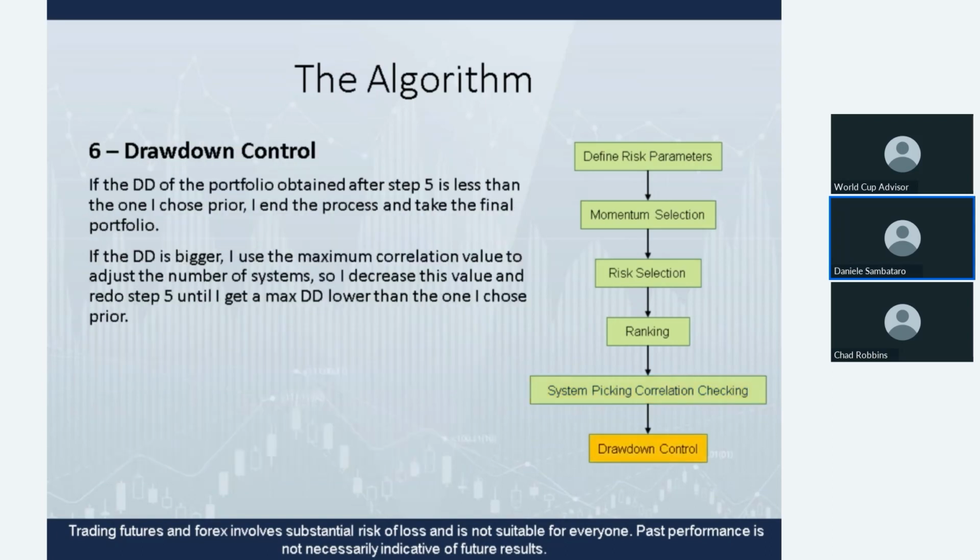Last step, I have my final portfolio, but I have to check the drawdown. If the drawdown of the portfolio obtained after step 5 is less than the one I chose prior, I end the process and take the final portfolio. Instead, if the drawdown is bigger, I use the maximum correlation value to adjust the number of systems. So I decrease the value of max correlation and redo step 5 until I get a max drawdown lower than the one I chose prior.